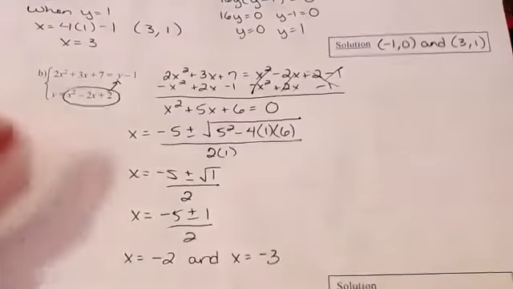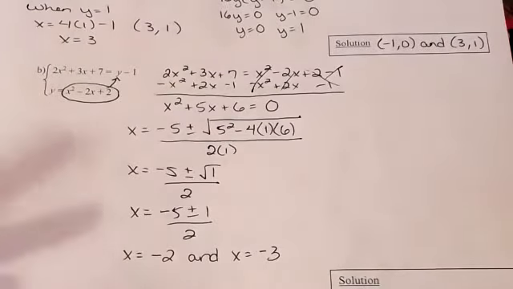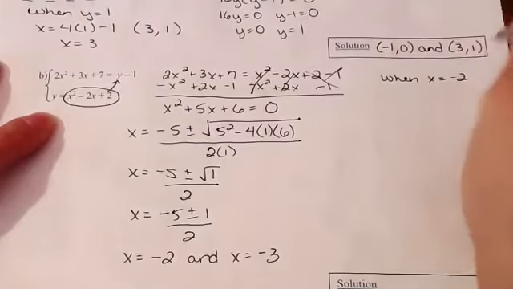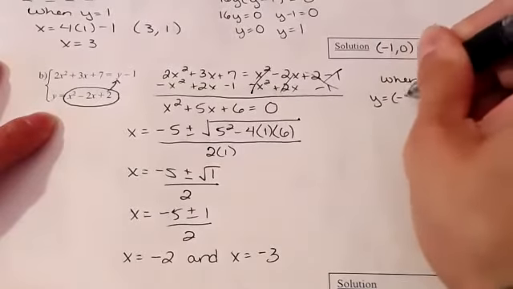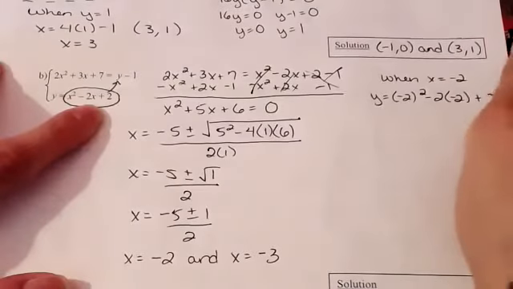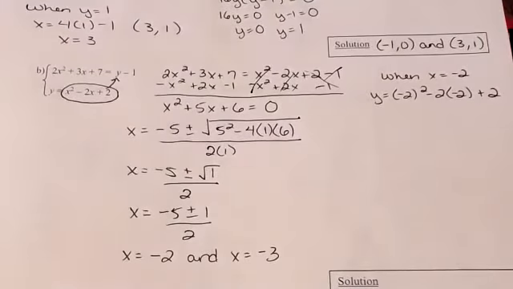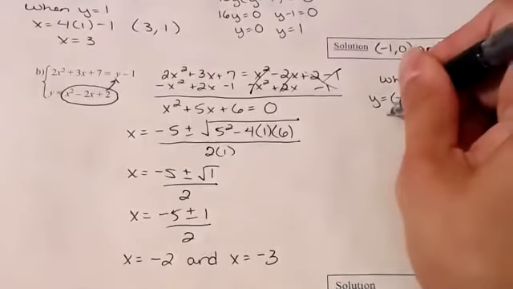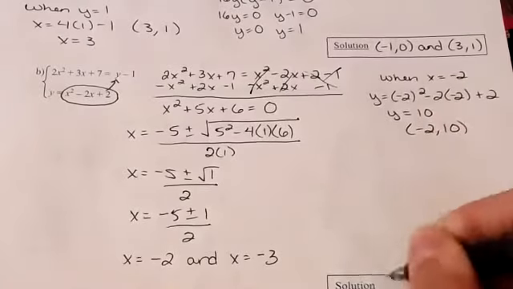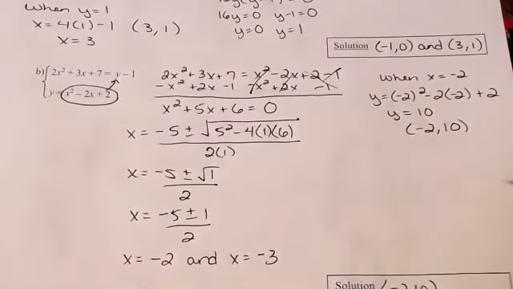So I'm actually going to plug these into the second equation. For me, it seems like that might be the easiest. So when x is equal to negative 2, we have y is equal to negative 2 squared minus 2 times negative 2 plus 2. So we're going to go ahead and punch this into our calculators. Negative 2 squared is 4. And then we have negative 2 times negative 2, so plus 4, and then plus 2. So we find that when x is negative 2, y is equal to 10. So there's my first point of intersection, negative 2, comma 10.